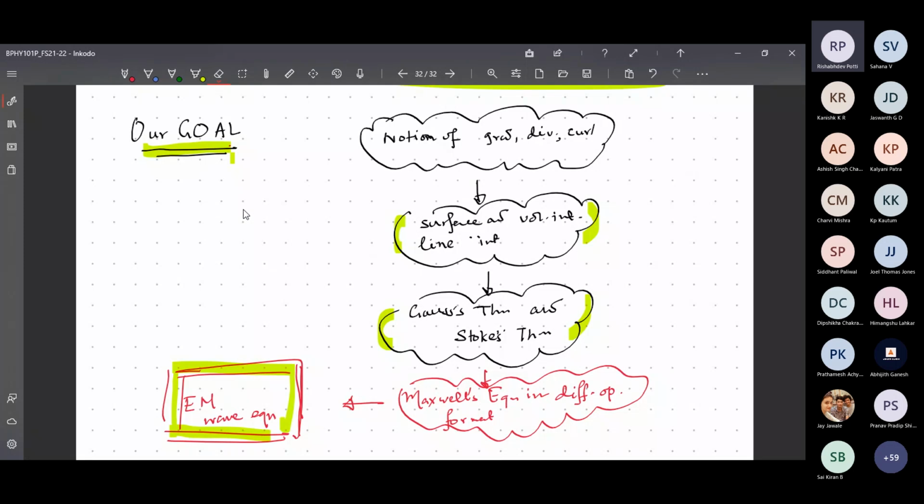The last one is Maxwell's equation in differential operator format. Because Maxwell's equations you have already learned in your plus 2 level syllabus, but everything, if you remember, you learned in terms of integration, so in integral format. We will do just the opposite format, which is a very good way to understand the electromagnetic wave. So let us go from here.